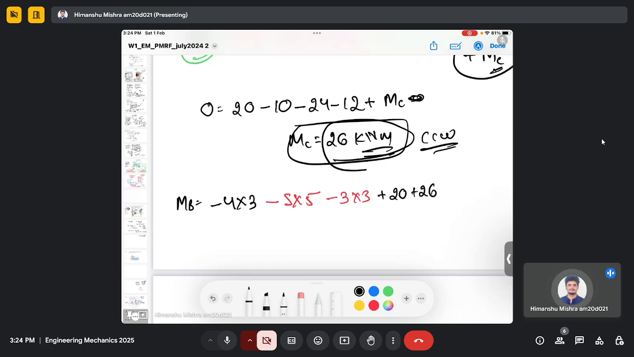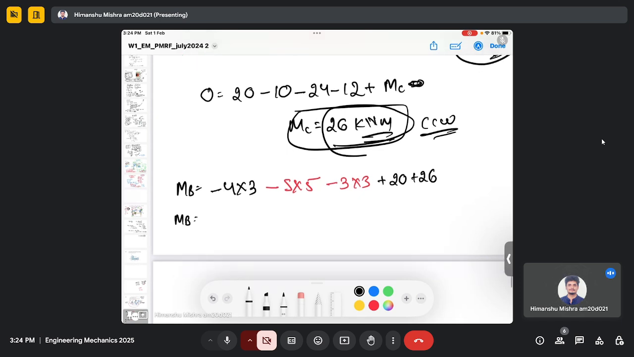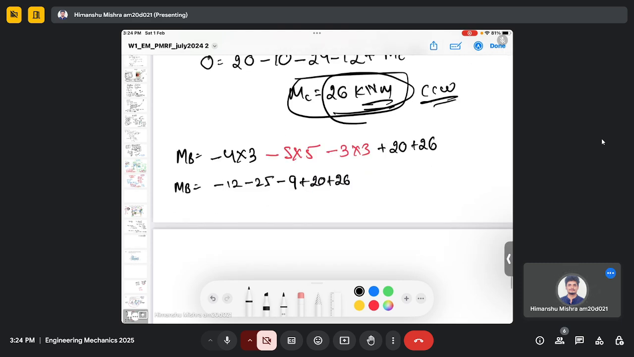So this will give us the movement at point B. It is minus 12 minus 25 minus 9 plus 20 plus 26. When you calculate this, you will get MB equal to 0, which means the magnitude of the movement at point B is 0. There's no movement at point B.